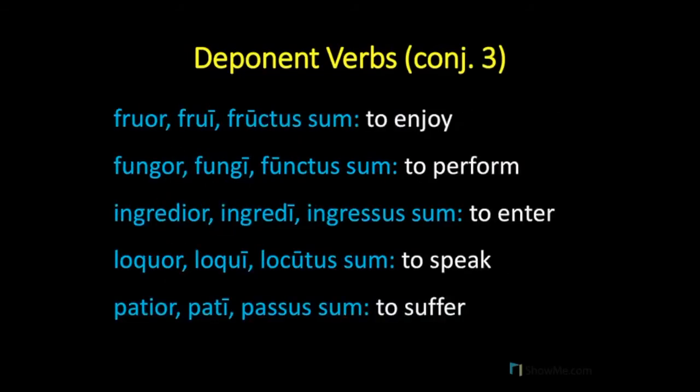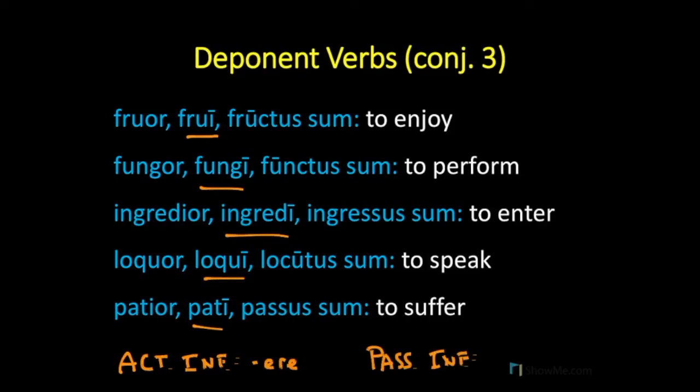Here are some common third conjugation deponent verbs. Fruor means to enjoy, fungor, to perform, ingredior, to enter, loquor, to speak, patior, to suffer. Notice again how all of these deponent verbs end in R for the first principal part, being a first person singular. And then notice our infinitives: frui, fungi, ingredi, loqui, and pati. Now remember that for the third conjugation, the active infinitive ends in short ere. And when we make this into a passive infinitive, that short ere becomes just a long I. And you can notice that long I in the five infinitives on this page: frui, fungi, ingredi, loqui, and pati.